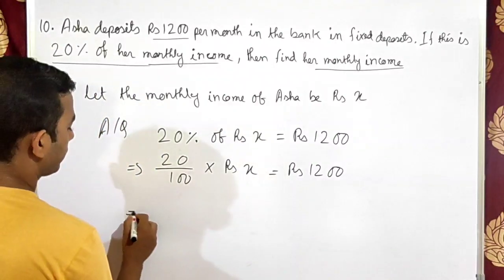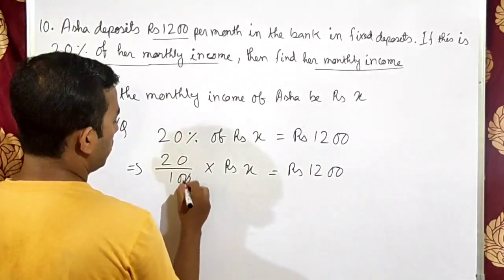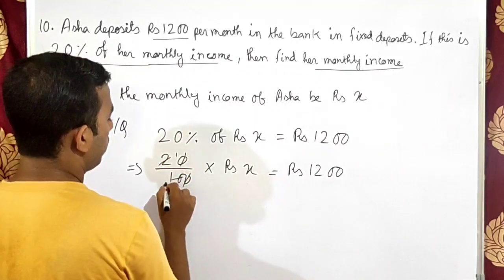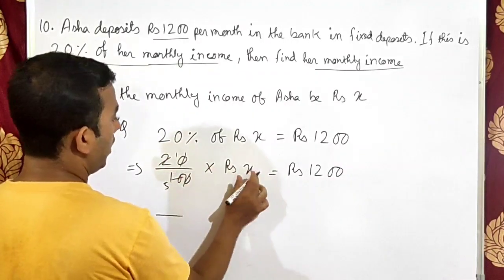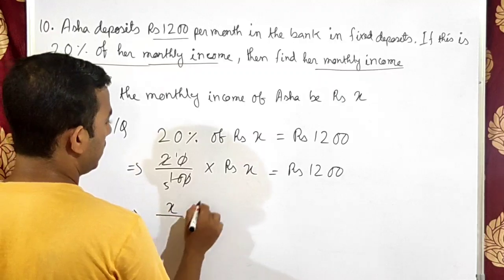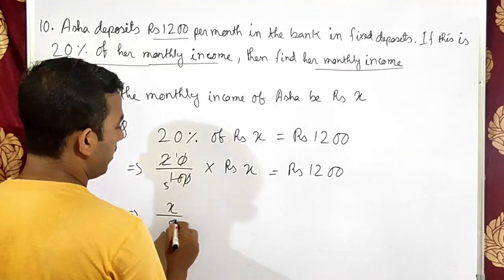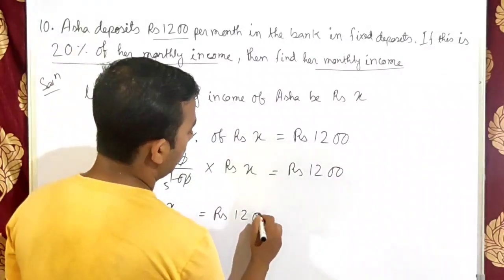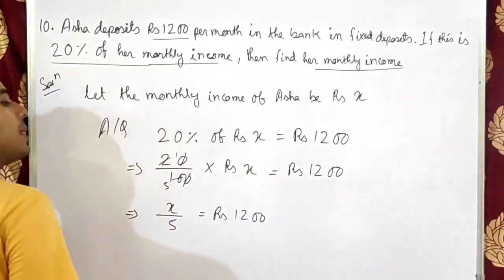Now look, the two zeros got cancelled, then 2 into 1 is 2, 2 into 5 is 10. So 1 into x is x, divided by 5, equals rupees 1200. Up to this, clear?